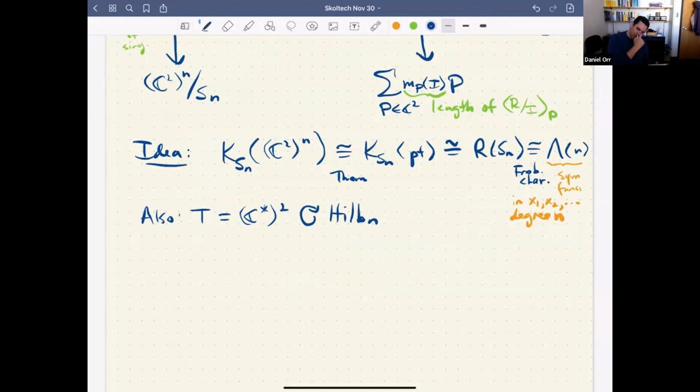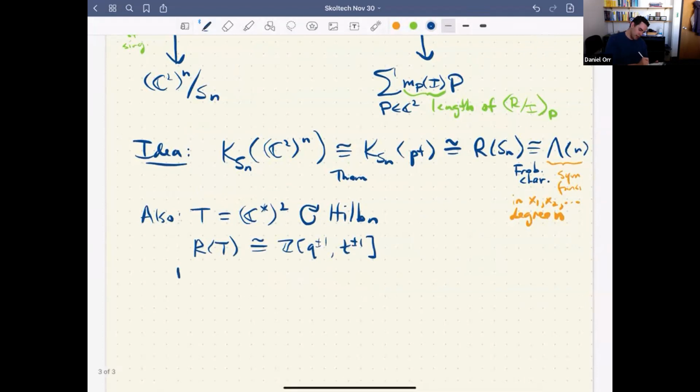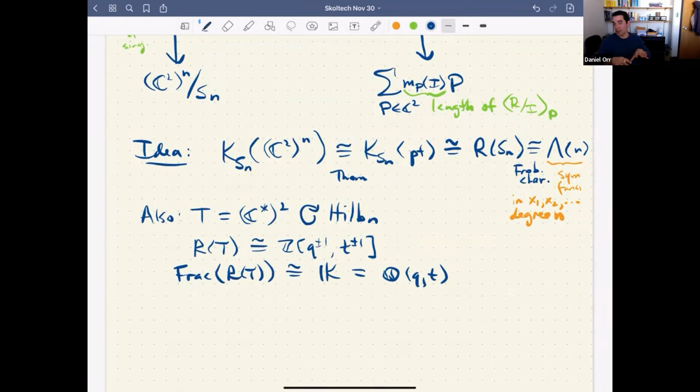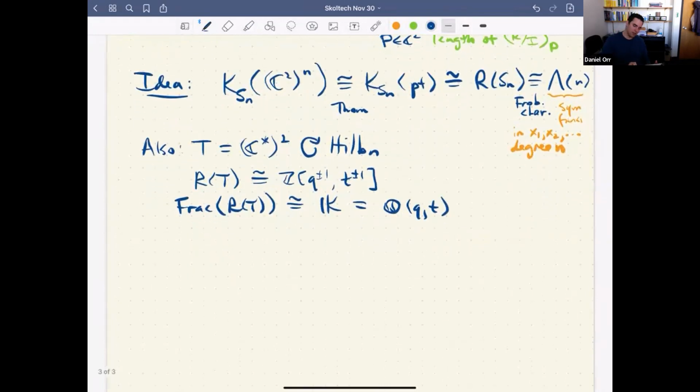I may be getting a little bit ahead of myself here, but if we look at the representation ring of T, we'll think of this as Laurent polynomials in q and t. So you have a two-dimensional torus, its representation ring is isomorphic to a ring of Laurent polynomials. And so this is how this field K will come up. If I look at Frac of R(T), this will be isomorphic to K, which I defined as Q(q,t). Okay. So these are kind of the reasons this setting looks kind of good for Macdonald theory potentially.